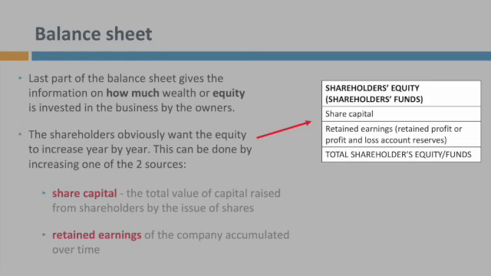So shareholders' equity is going to be listed this way: share capital, then the retained earnings. Sometimes it can also be called retained profit or profit and loss account reserves. And that adds up to show us the total shareholders' equity.